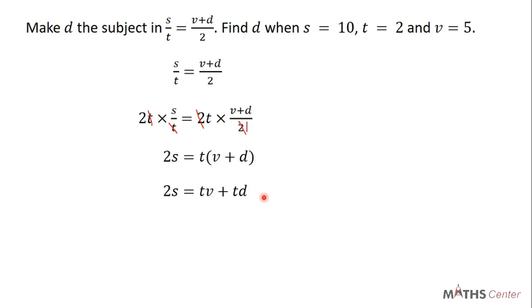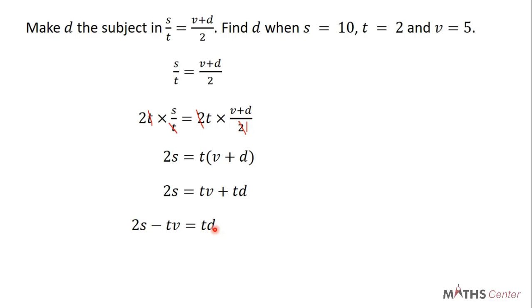So you make sure that the terms containing d are on one side of the equation. In this equation, there is only one term containing d, which is td. So make sure that td is on one side, then all the other terms are on the other side. In doing that, I will send tv over to this side. So you have 2x minus tv is equal to td. So we have td, the term containing d, on one side of the equation.